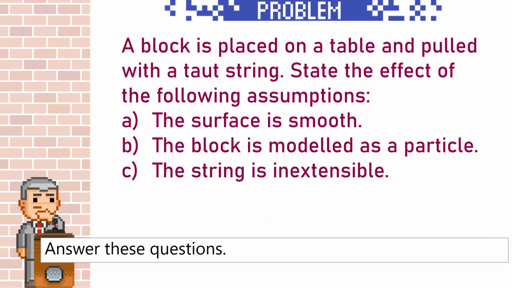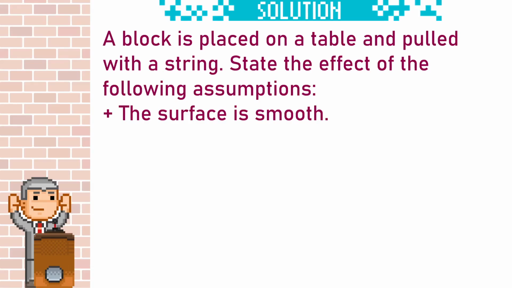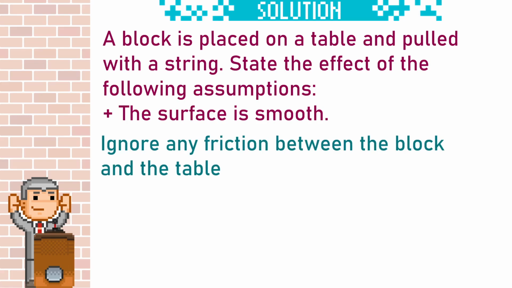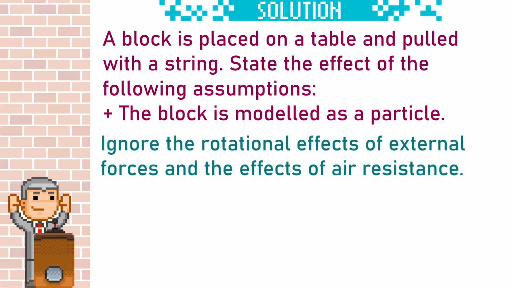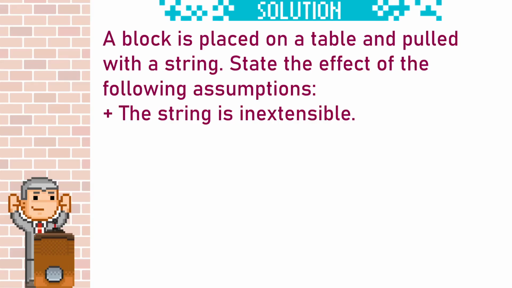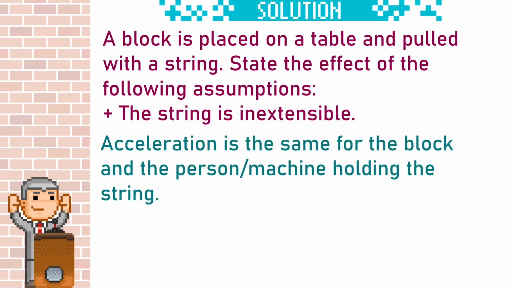Let's go through these questions. If we're assuming that the surface is smooth, then we're ignoring friction between the block and the table. If we model the block as a particle, it means that it has mass but doesn't have any dimensions. That means that rotational effects of external forces and the effects of air resistance are ignored. If we model the string as inextensible, it means it won't stretch, and the acceleration is the same for the block and the person or machine holding the string.